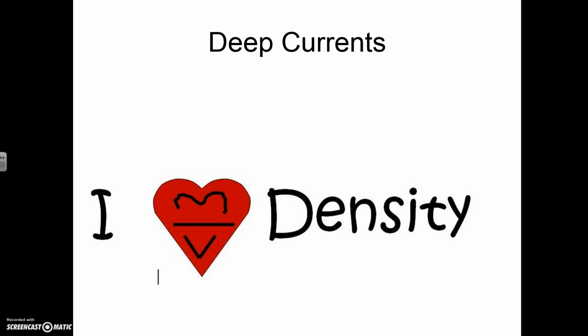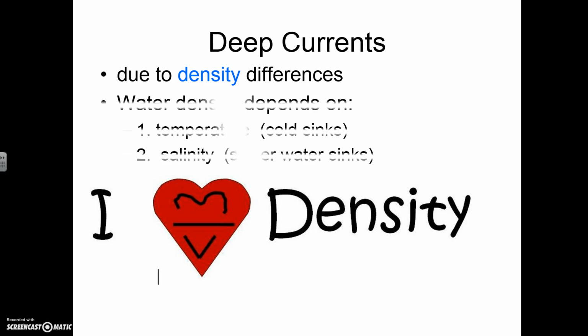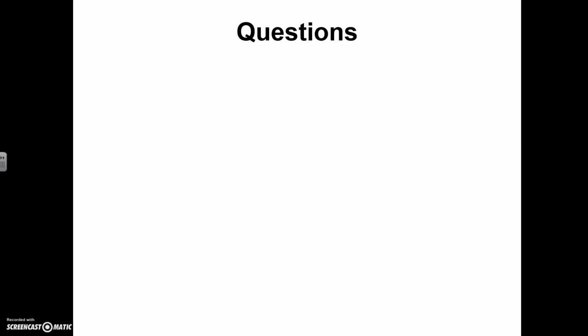So deep currents we know are caused by density, and we know that density is mass divided by volume, so make sure that you know this. Water density depends on temperature, so we know that cold water sinks because it's more dense, and also saltier water sinks because it's more dense too. So make sure that you know that too. You might want to star those two things down in the bottom right-hand corner of your notes.